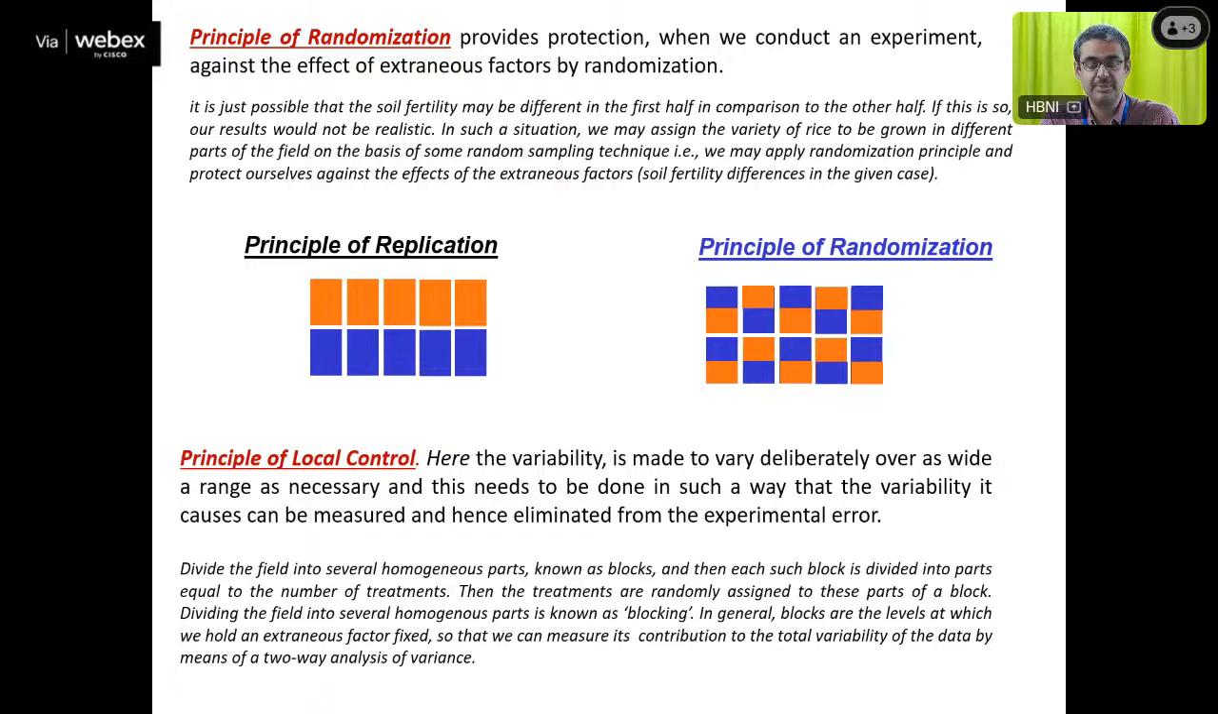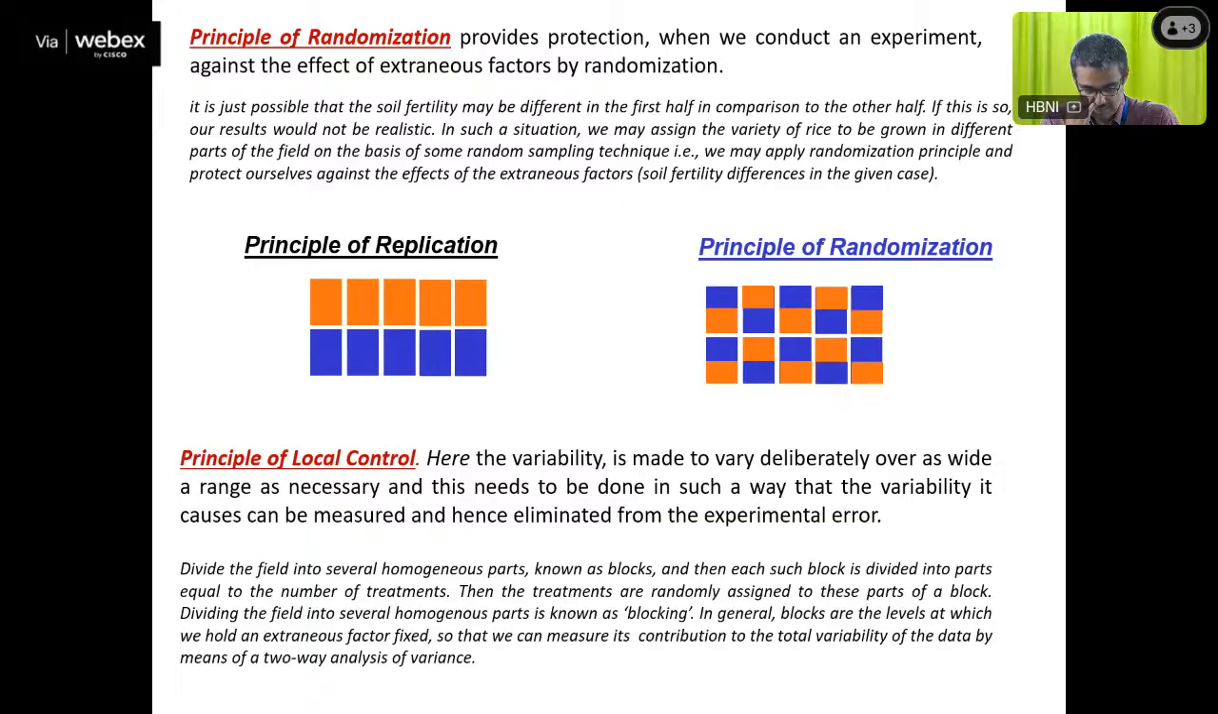In such a situation, we may assign the variety of rice to be grown in different parts of the field on the basis of some random sampling technique. That is, we may apply the randomization principle and protect ourselves against the effect of extraneous factors, which is soil fertility in our case. Okay. So in the second figure, you can see the principle of randomization. If soil fertility was higher in one half and lesser in the other half, we introduce the principle of randomization and remove the effect of soil fertility, which is an extraneous variable in our case, to determine the productivity of two varieties of rice. Okay.